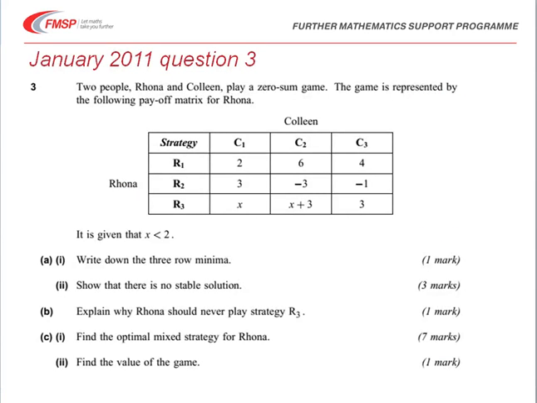The question is one about game theory, and we can see that we have two people, Rona and Colleen, who are playing a zero-sum game. And the game is represented by this payoff matrix for Rona. And we're told in the question there's a value x and that is less than 2. So to start off with, we're asked to write down the row minima and show there is no stable solution. Then to explain why Rona doesn't play strategy R3, and finally to find the mixed strategy for Rona and the value of the game.